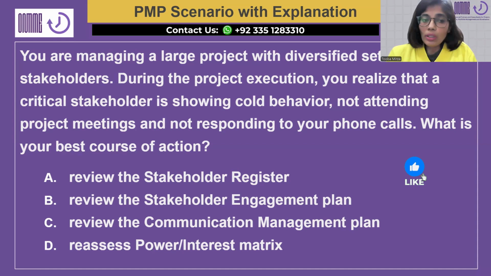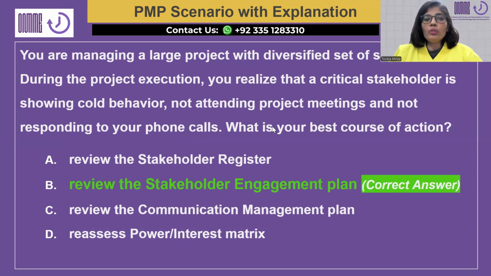Option A says review the stakeholder register. Option B says review the stakeholder engagement plan. Option C says review the communication management plan. And option D says reassess your power interest matrix. And the correct answer to this question is option B, review the stakeholder engagement plan.